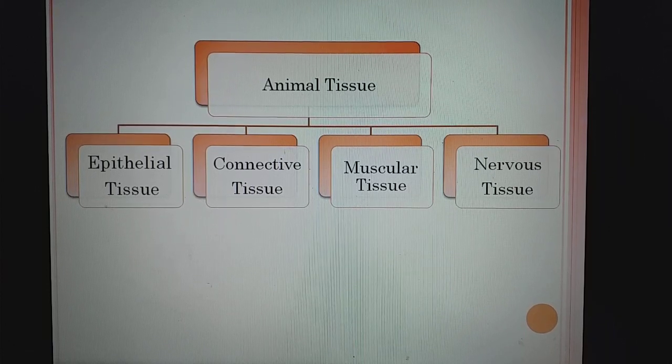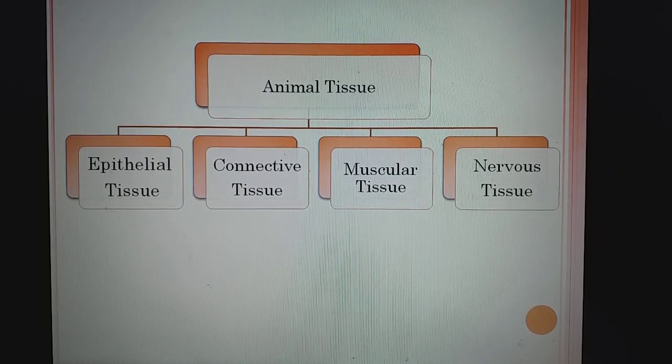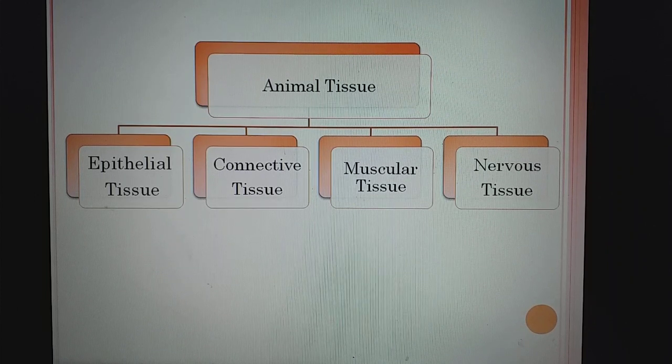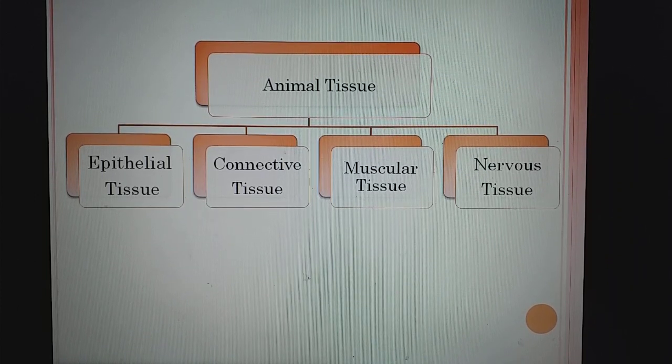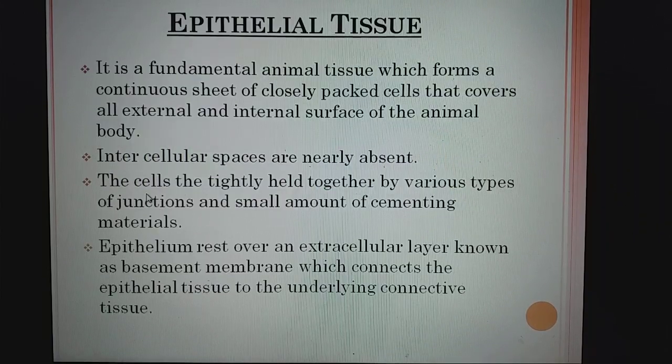So we have completed the plant tissue. Now we will start animal tissue. Animal tissue is of four types, that is epithelial tissue, connective tissue, muscular tissue and nervous tissue. So we will start with epithelial tissue.